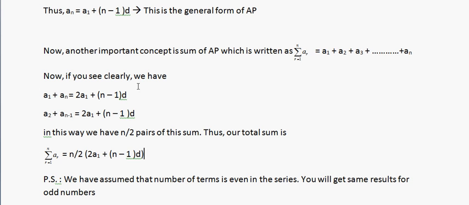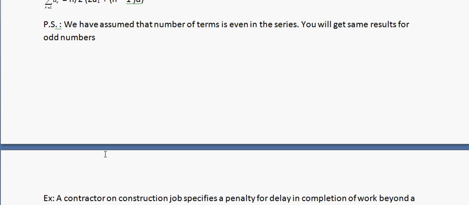And this derivation is not important. This is just for your understanding of how we derived the result, right? But you have to just remember this result, that the sum of the first n terms of a series is n by 2 into 2 times the first term plus (n minus 1) into D.